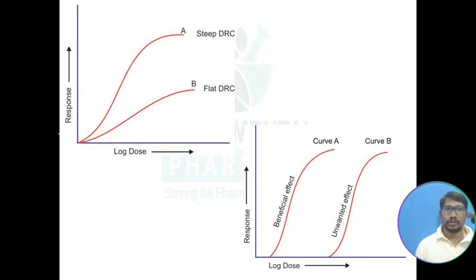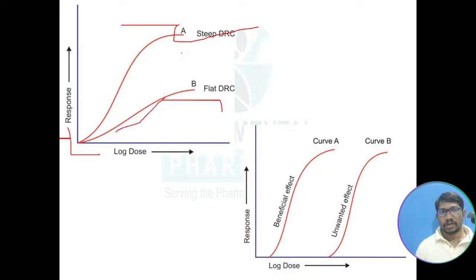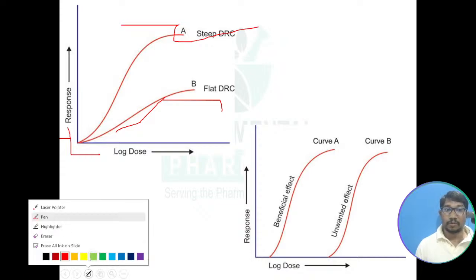Now this is a response, and if you take a log dose versus response curve, there are two drugs, drug A and drug B. Say this is a benzodiazepine, this is a barbiturate. So steep curve means what? Sudden increase in the concentration. With a steep curve, the drug is absorbed quickly and gives a peak level quickly. What does a flat DRC mean? It will not give a peak level quickly. A drug which has a steep drug response curve has less margin of safety.